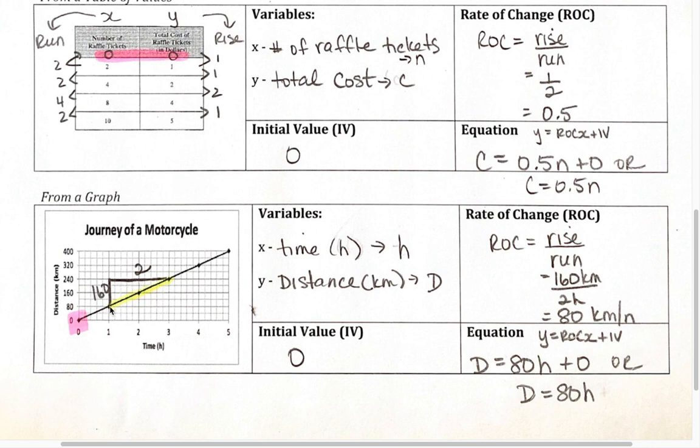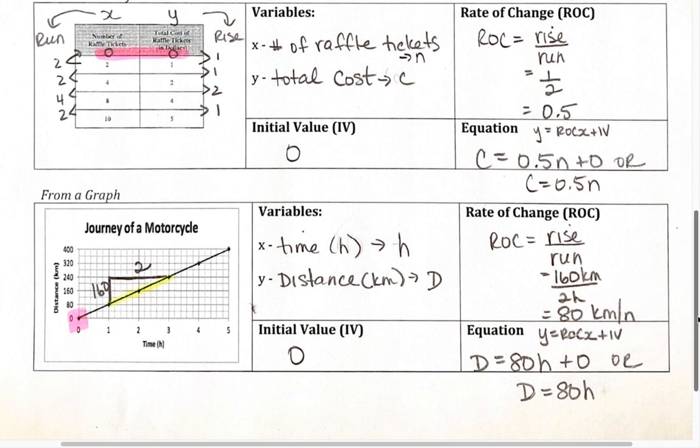So you can see I always draw my rate triangle on here just to help me keep track of what the numbers are. So if I start at 80 and I go up to 240, my rise is going to be 160 kilometers. And if I start at 1 and I run over to 3, my run is going to be 2 hours. So my rise over run is going to be 160 kilometers in 2 hours. And I always want to put my rate of change into lowest terms or as a unit rate. So 160 divided by 2 is 80, so I have 80 kilometers per hour.